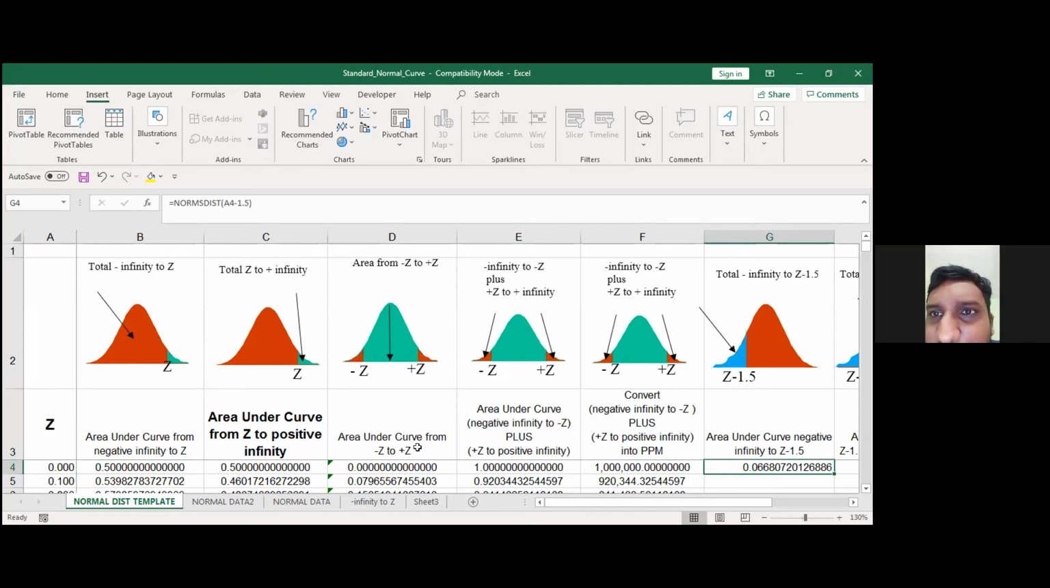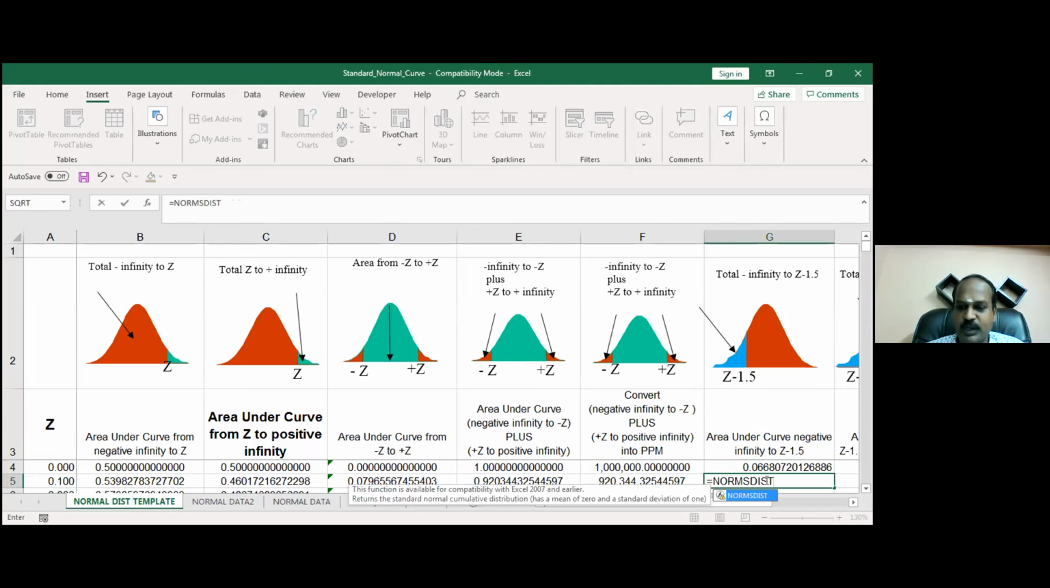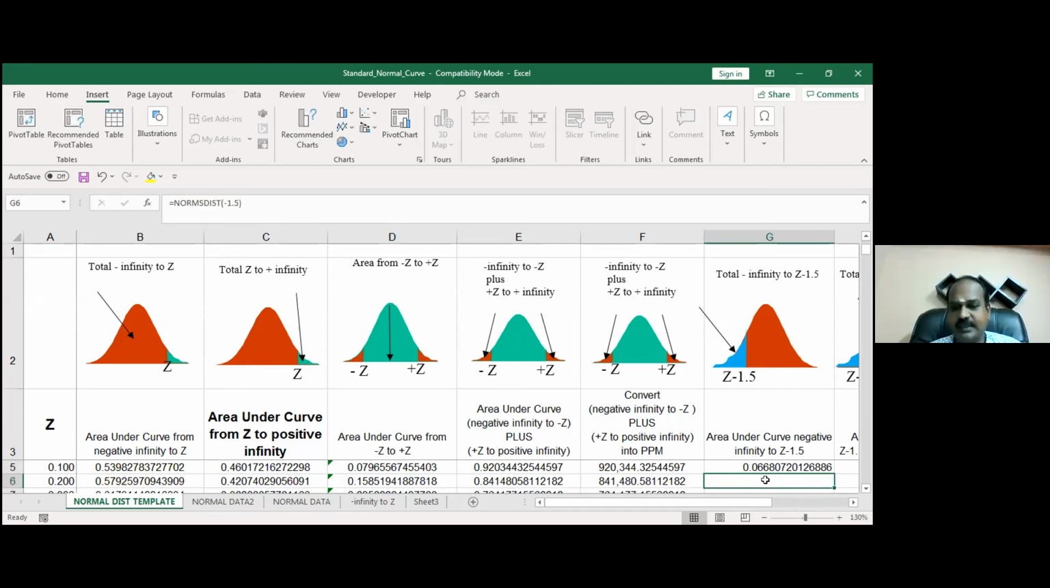Sir, when we put the Z value directly, we will get it from minus infinity to Z, minus 1.5, no? See, when we put the Z value, yes, minus infinity to this. So that also you can do. Let me do it. For example, equal to NORM.S.DIST. What do you want to put? Tell me, 0 minus 1.5, how much? It will be the same. And now you get the same thing. So 50% becomes 6%.